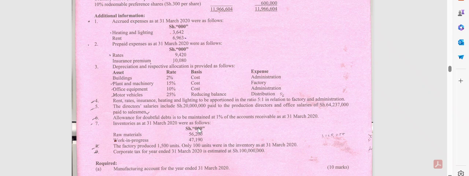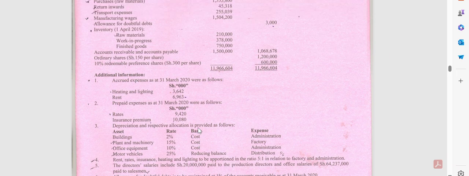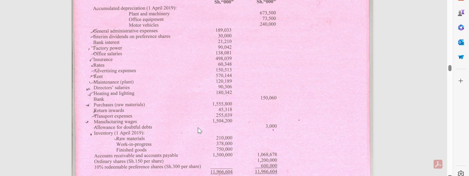Let's see. Okay, so we can go back now to the trial balance. Anything else that should be recorded in the manufacturing account that has the name plant or factory, we take it to the manufacturing account and indirect cost. So we are done with this.